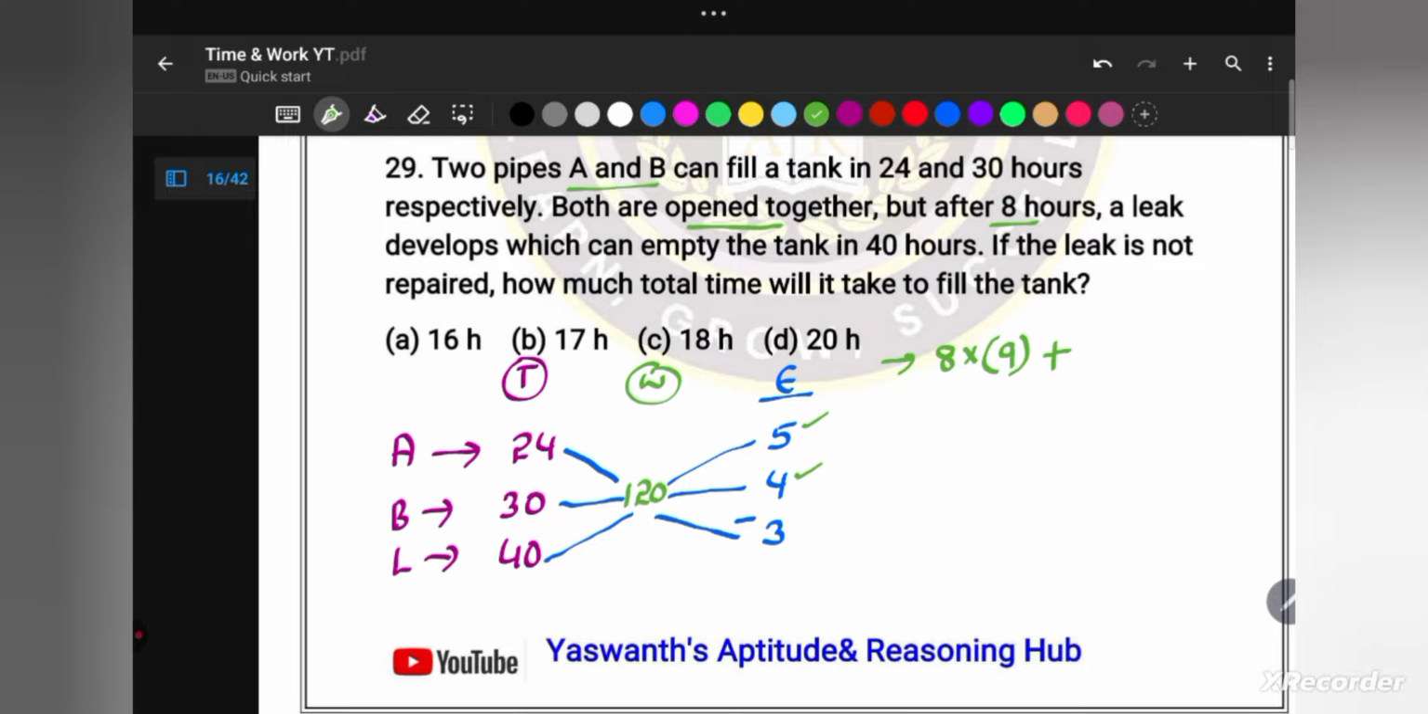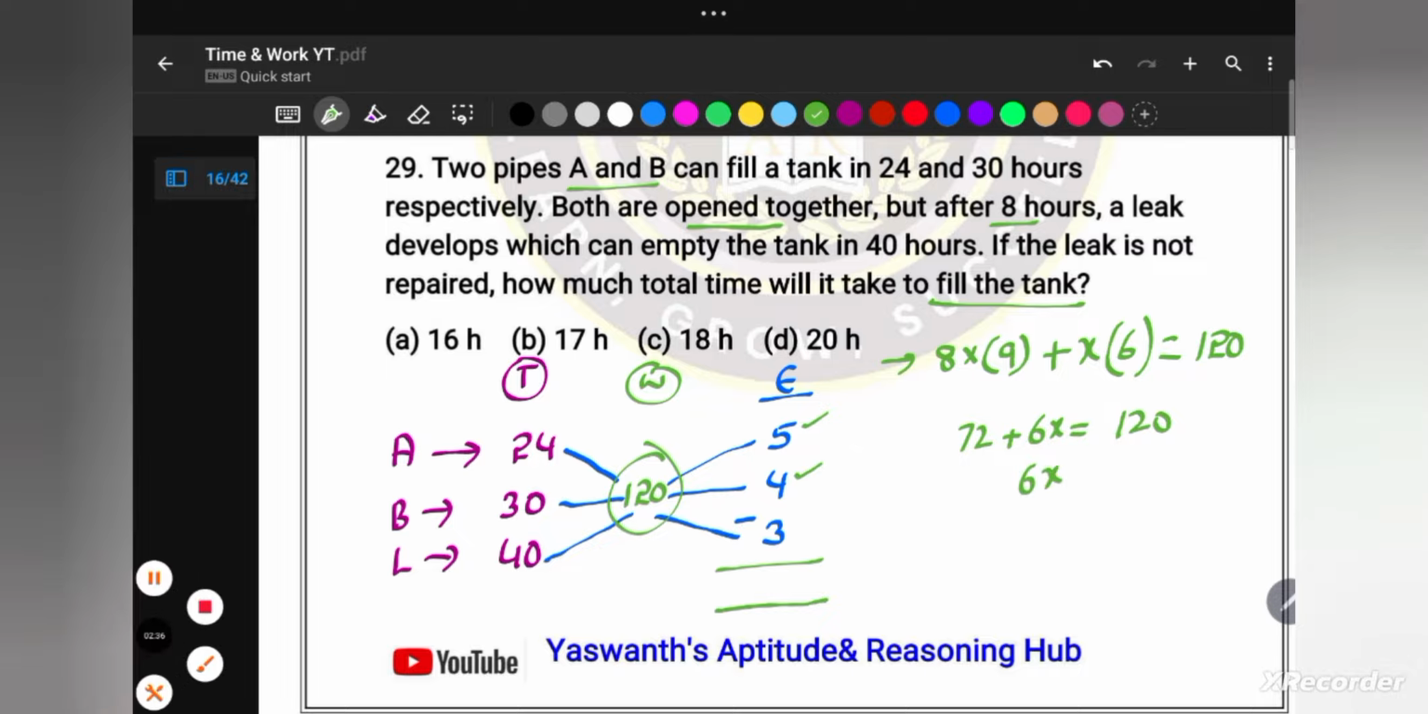Let X be the time taken after the leak is open. Now how much will be the overall efficiency? After 8 hours the leak happened, so the efficiency will decrease: 5 plus 4 is 9, minus 3 means it will be 6. Now to fill the tank, the work is 120 units. So it will be 72 plus 6x equal to 120. So 6x equal to 48.